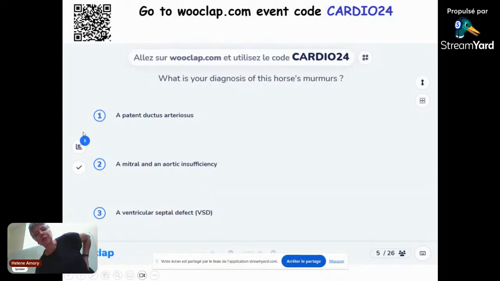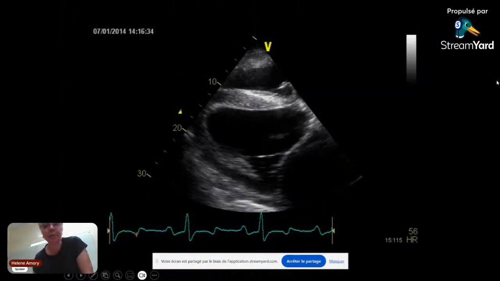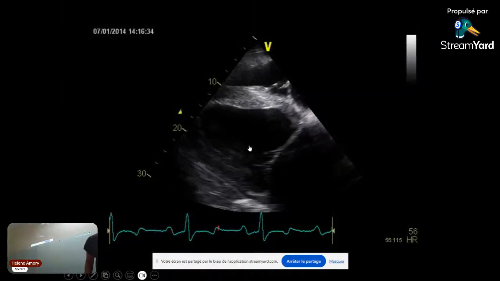Let's see what you selected. Okay, all of you suggest mitral and aortic insufficiency. Yes, I would have that in my head also. Let's see the echo. What do you think?